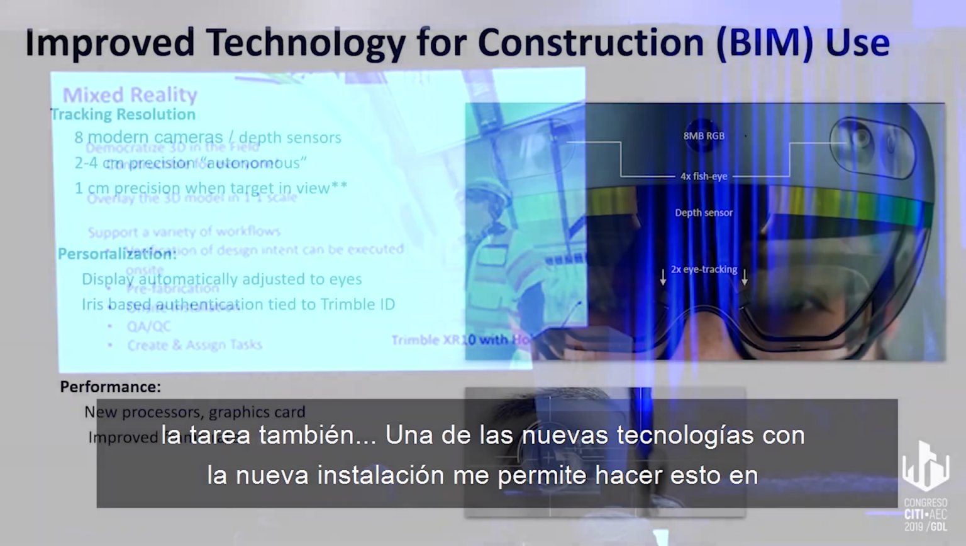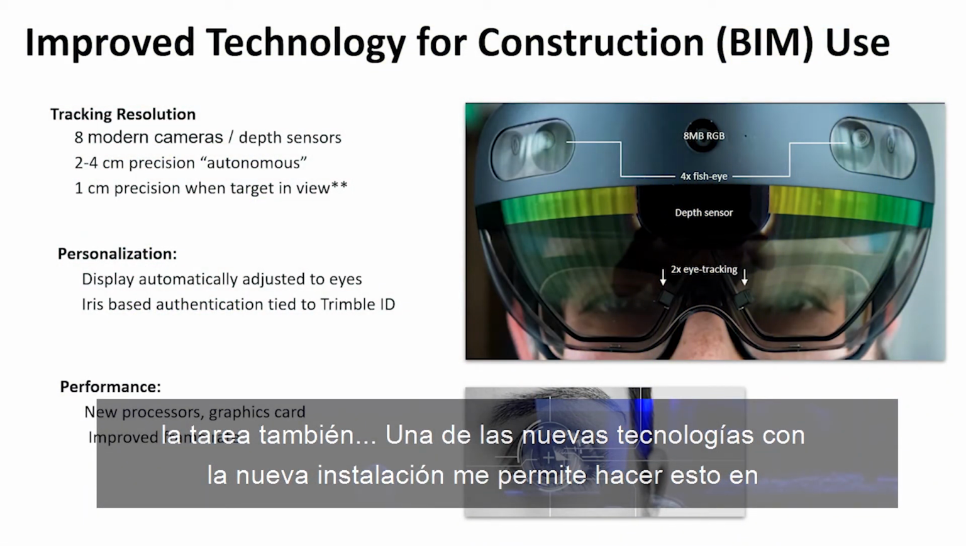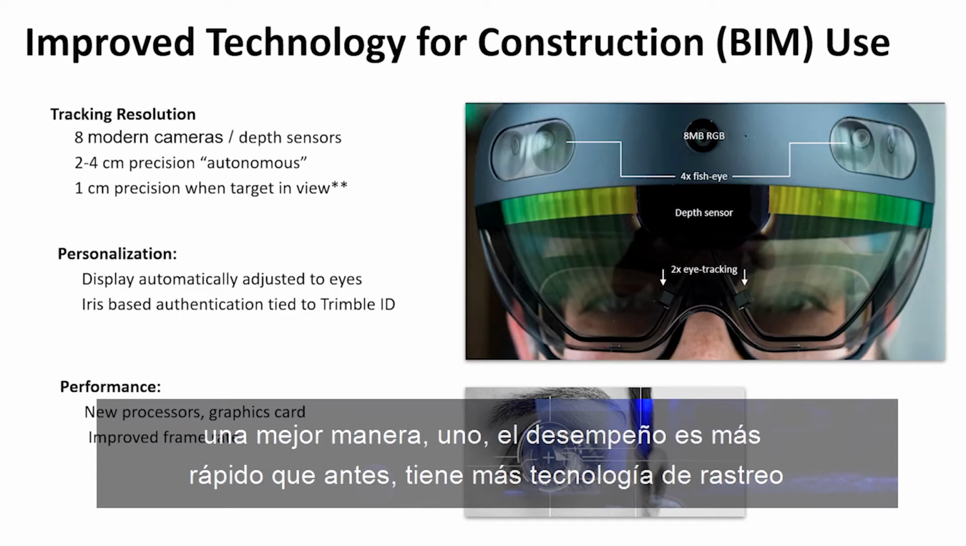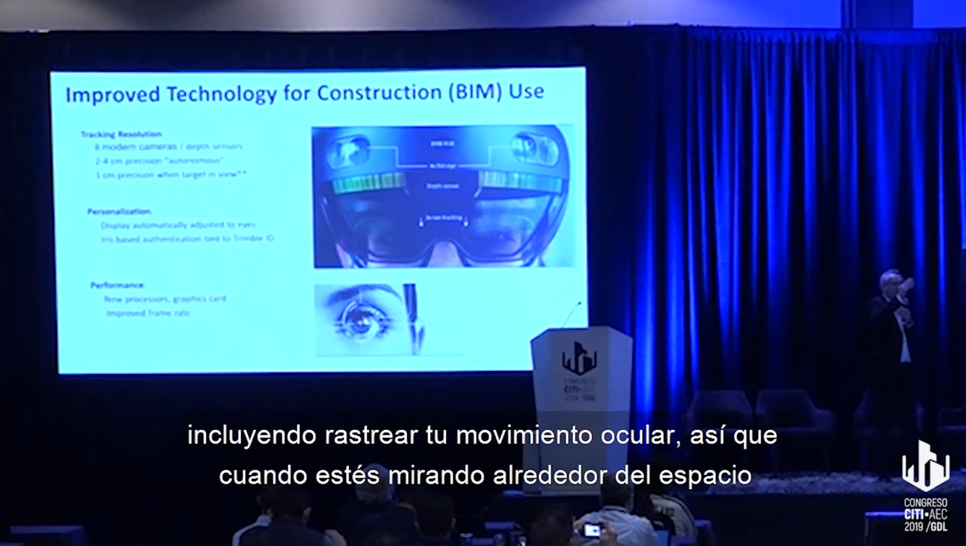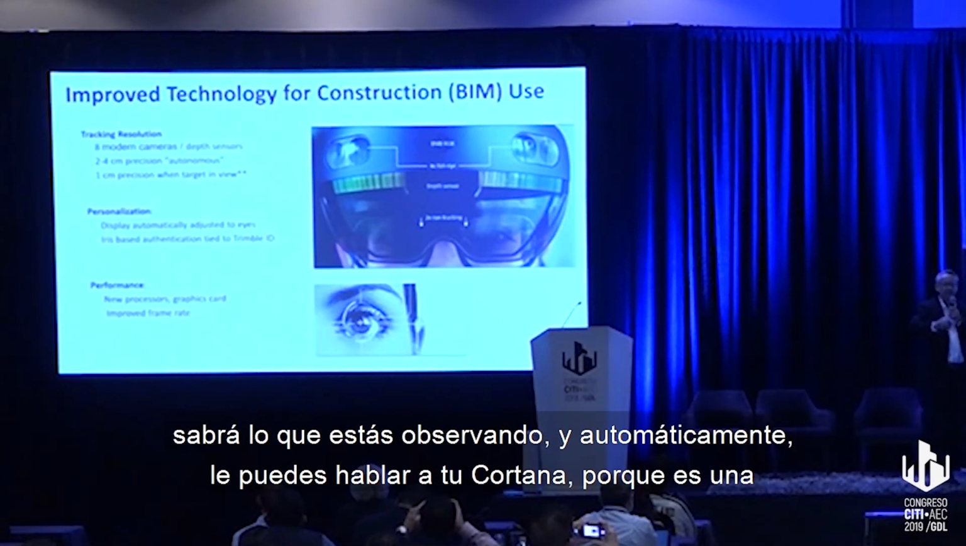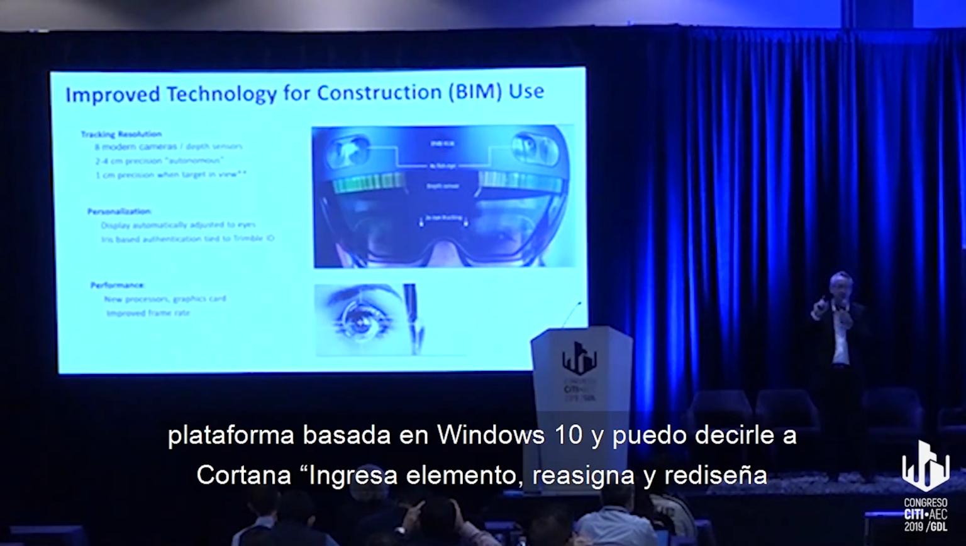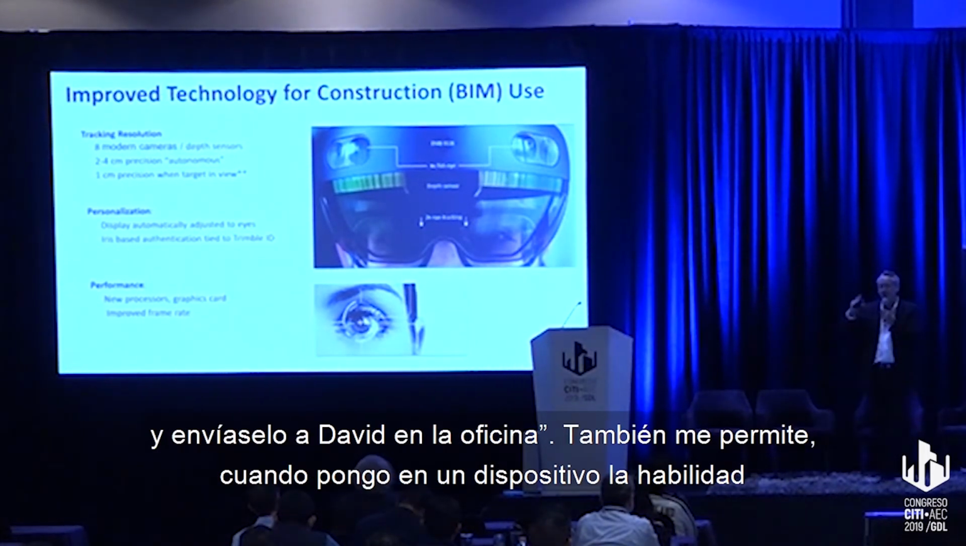So some of the new technologies with the HoloLens 2 allow me to do this in a better way. One, the performance is much faster than before. It has a lot more tracking technology, including tracking your eye movement. So when you're looking around the space, it knows what you're looking at, and you can talk to it. You're talking to Cortana, because it's a Windows 10 based platform, and I can say to Cortana, okay, pipe element, reassign and redesign, and send that to David in the office.